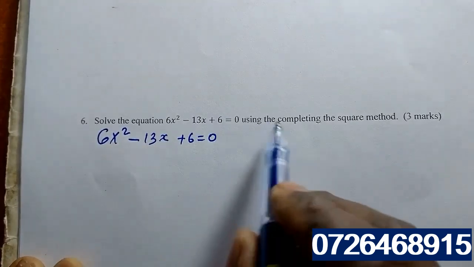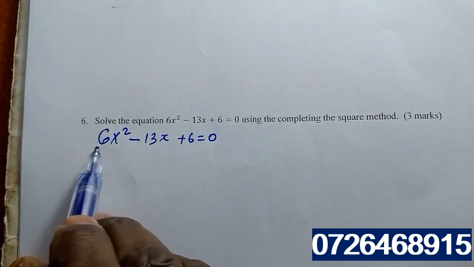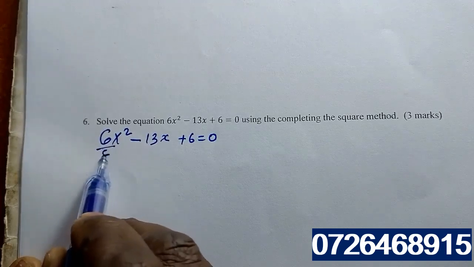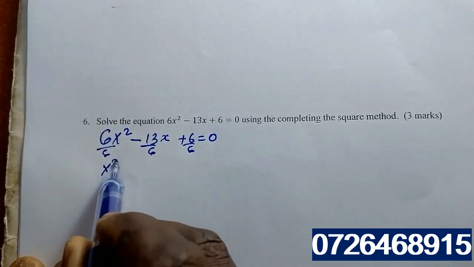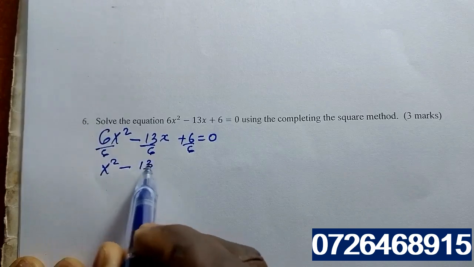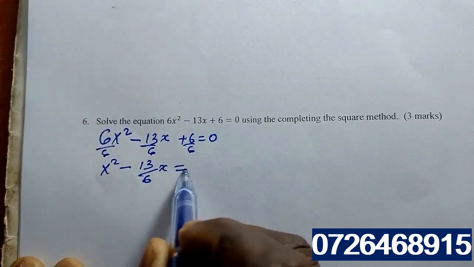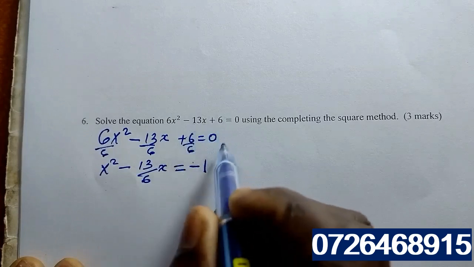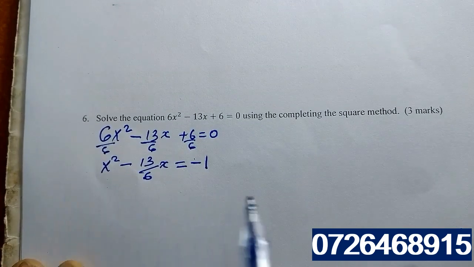Using complete square method, kwanza tuna make sure tumetoa hii 6 hapa. How do you remove the coefficient of x square? You divide by 6 every term. So tunaenda kuwa na x square minus 13 over 6 x. This term, take it on the other side, we are going to have itakuwa -1 because hii itakuwa 1, itaenda hapa ikuwe -1.